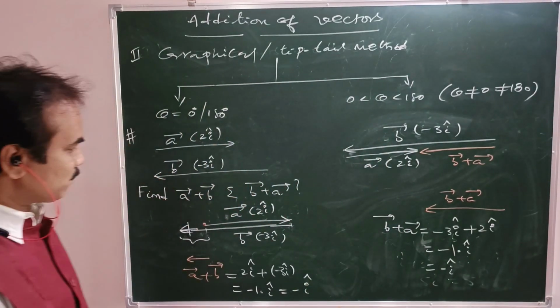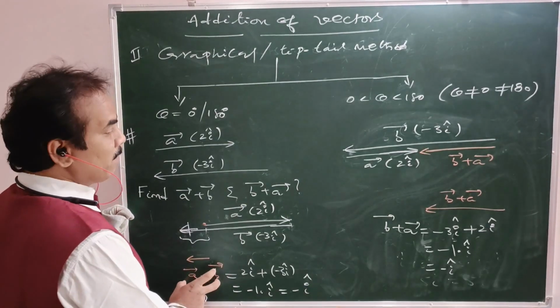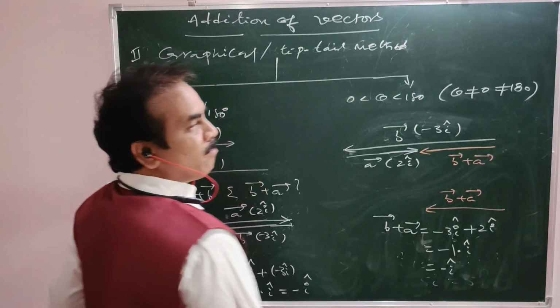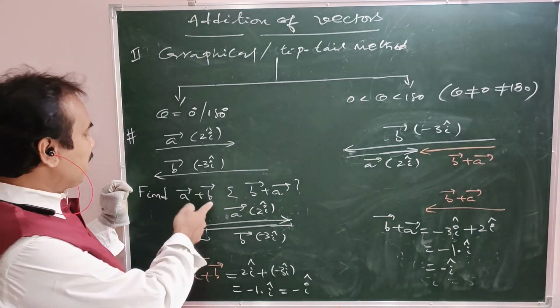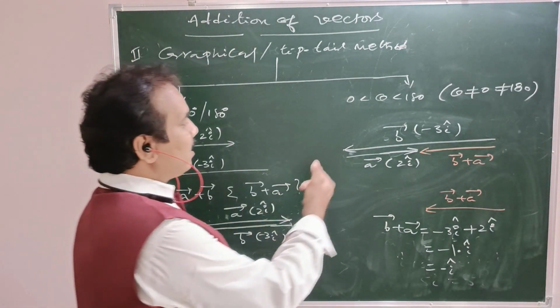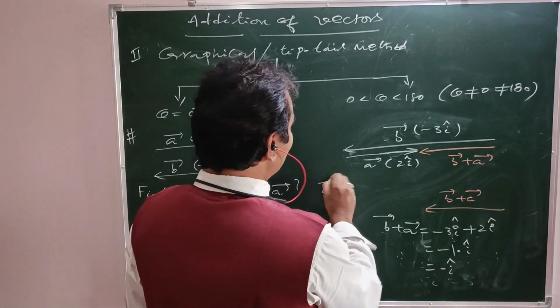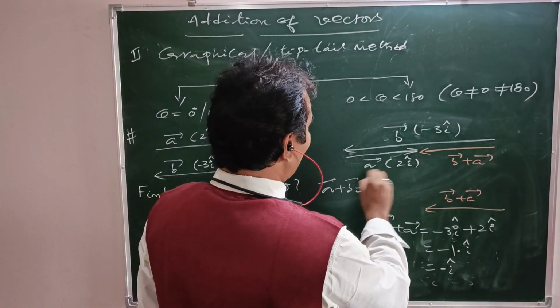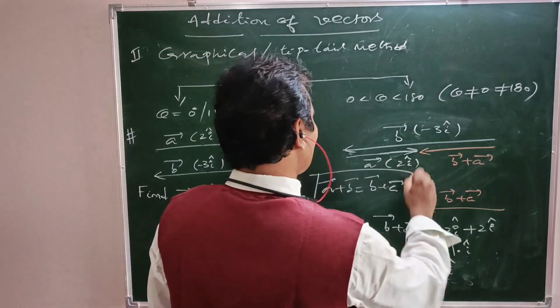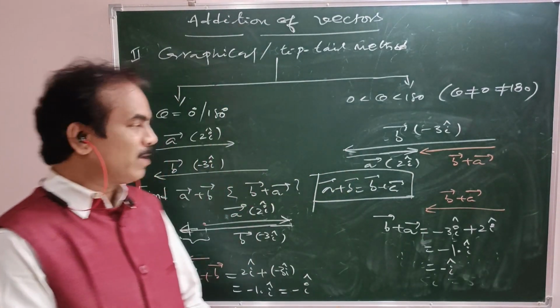So once again it is proved that A bar plus B bar always equals B bar plus A bar. Adding B bar to A bar, otherwise adding A bar to B bar, both are one and the same. So once again A bar plus B bar equals B bar plus A bar. So vector addition obeys the commutative law.